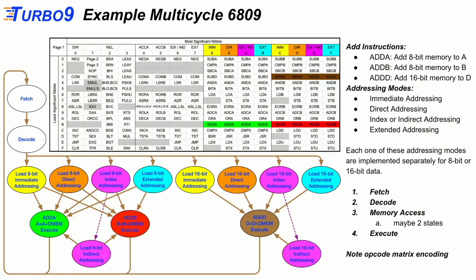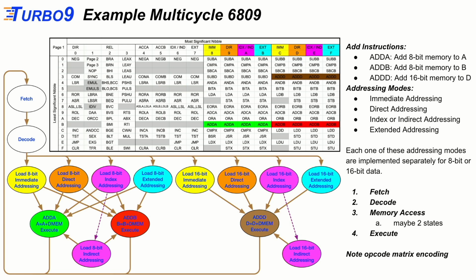All right, so here's an opcode matrix of the 6809, and to prove my point, we're going to be looking at the add instructions. So you've got add A, add B, add D, right? A register, B register, D register. The D register is 16-bit, and the other two are 8. And then you have your different addressing modes.